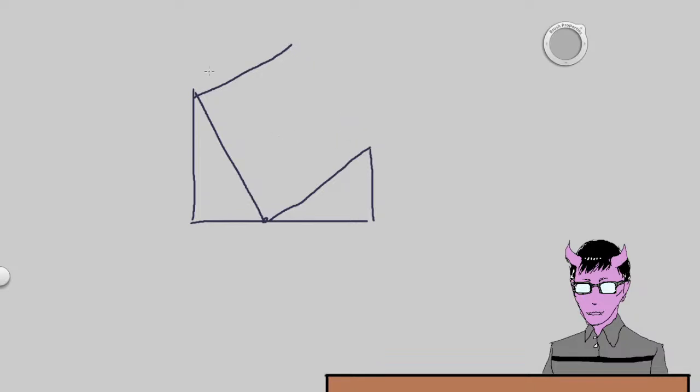That looks kind of non-proportional. Let me try a little better. Well, we're just going to have to live with this, unfortunately.